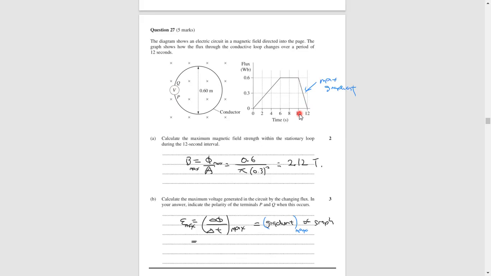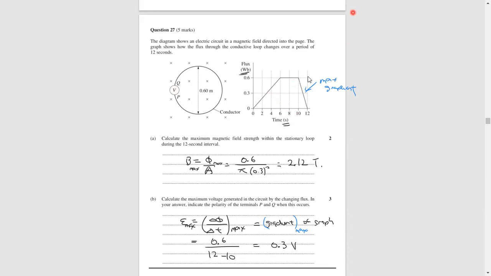So let's calculate that gradient. This is in terms of Weber and seconds. So the gradient will be 0.6 over, ignoring the negative sign. I don't care about the negative sign. I'll care about it for direction, but not for the magnitude. So it's 0.6 over 2, it's 12 minus 10, right? So that's going to be 0.3 volts. Okay.